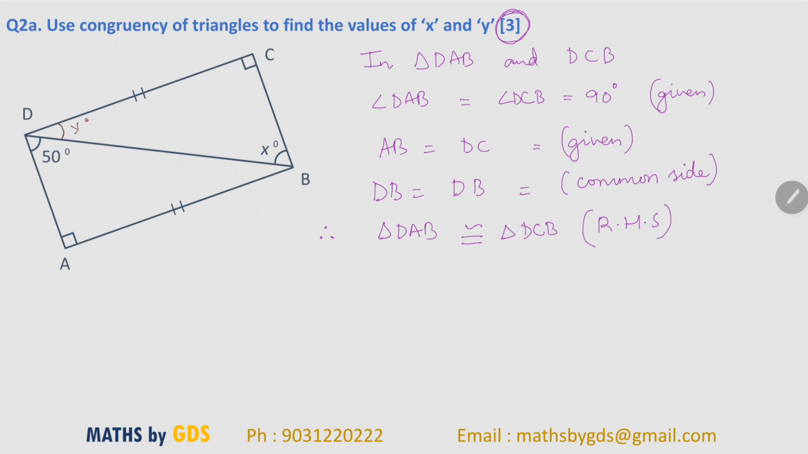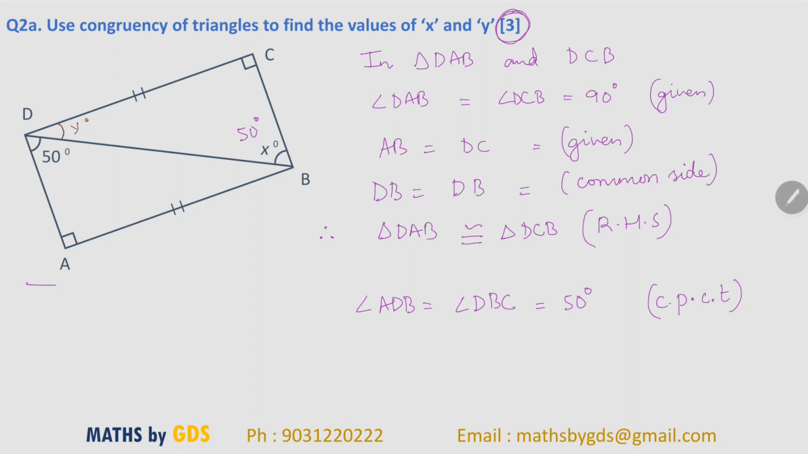So we could say that angle ADB is equal to angle DBC, which is equal to 50 degrees by corresponding parts of congruent triangles. In short, we call it CPCT. So this angle would be 50 degrees. Now we need to find out the value of y.